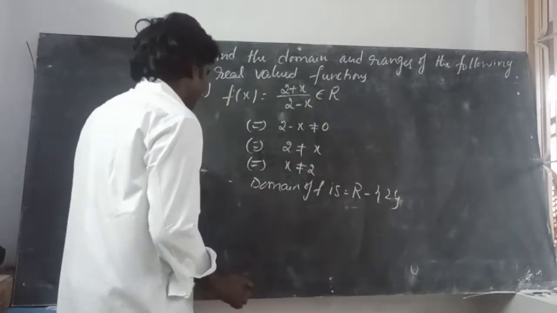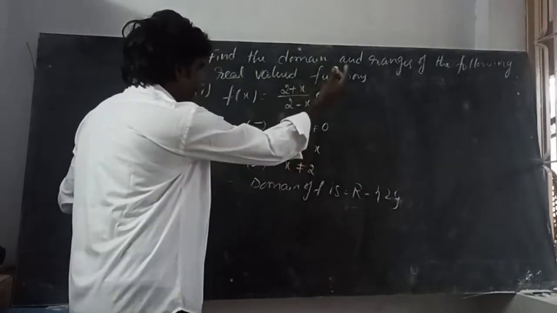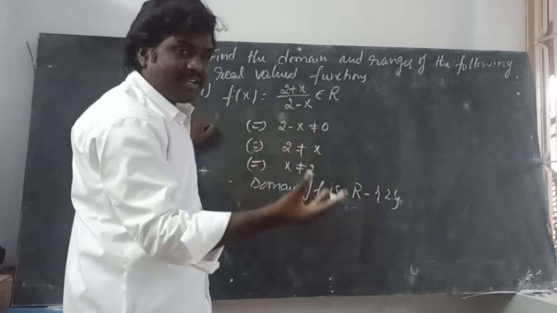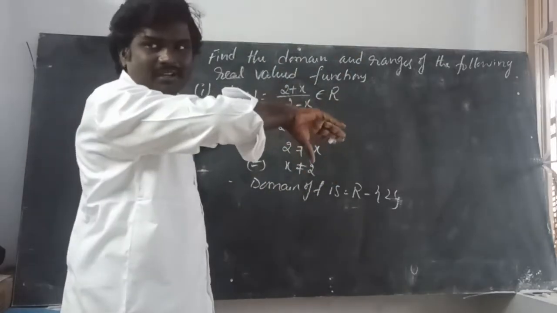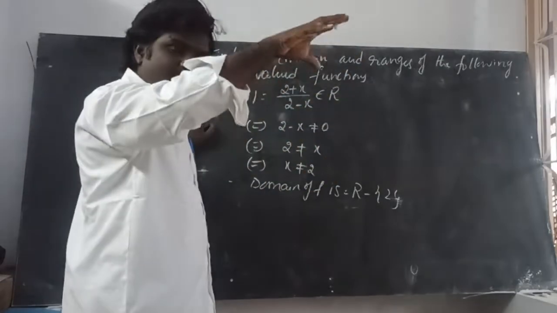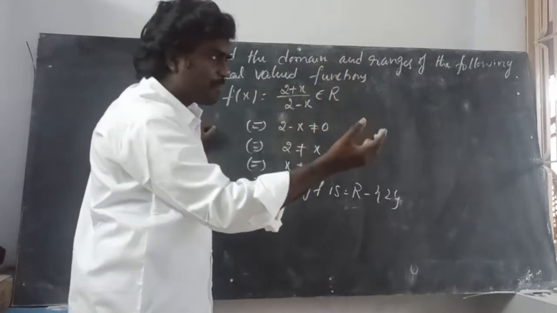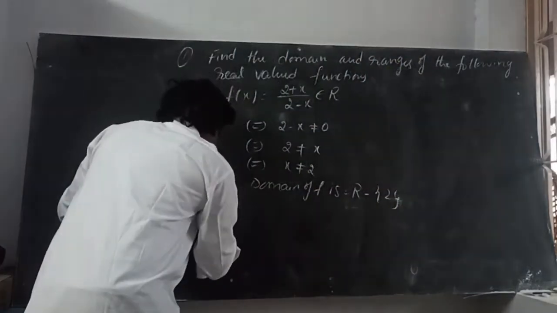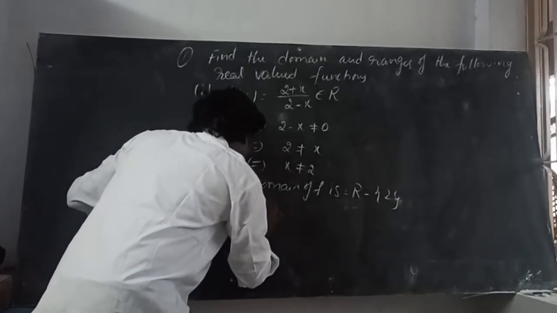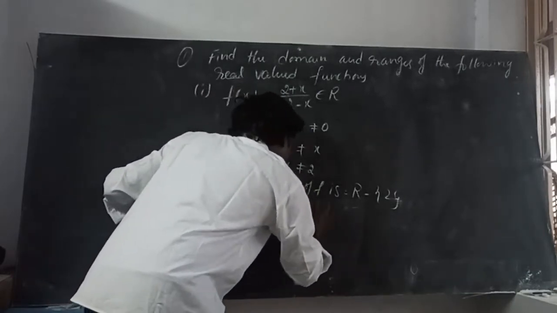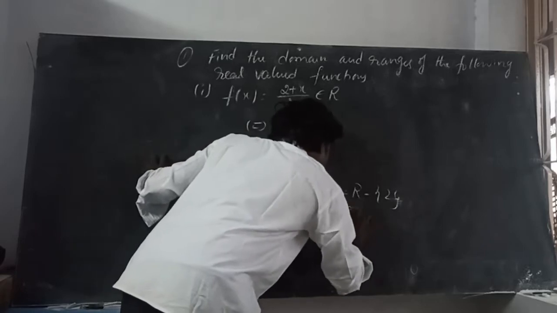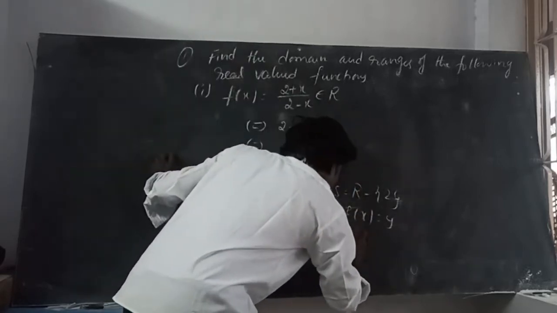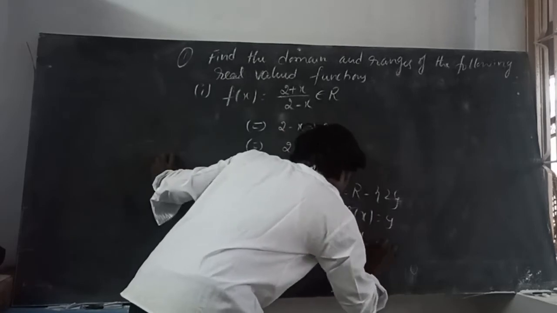Next, range. How can you find the range? What is called range? The mapping elements of the codomain by the elements of the domain. So here let y belong to R such that f of x is equal to y. Here what is f of x? (2 plus x) by (2 minus x) is equal to y.